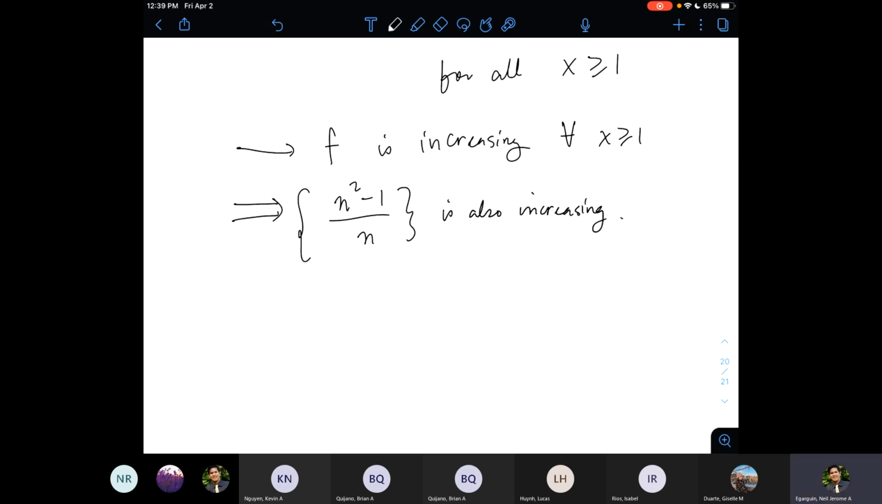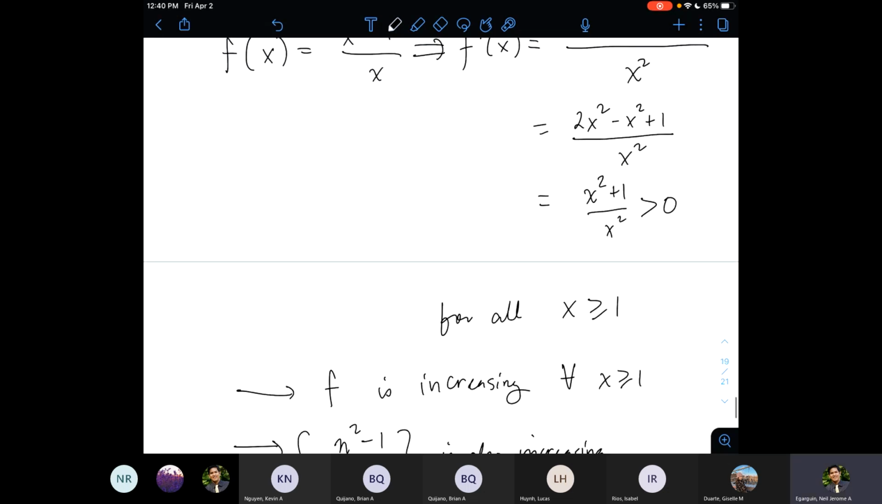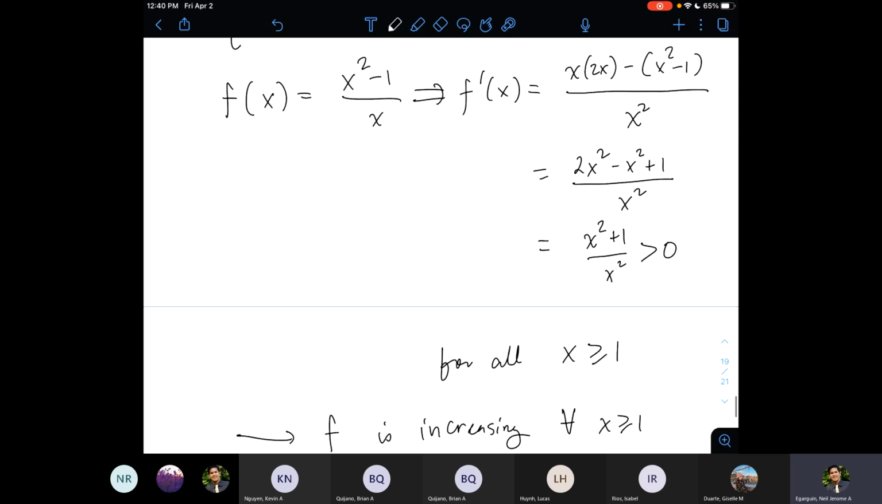Is that clear, everyone? All right, so this is, okay, so after I found the quotient, you mean after I applied the quotient rule, right? So here I use the quotient rule to evaluate f prime, and I have this, right?